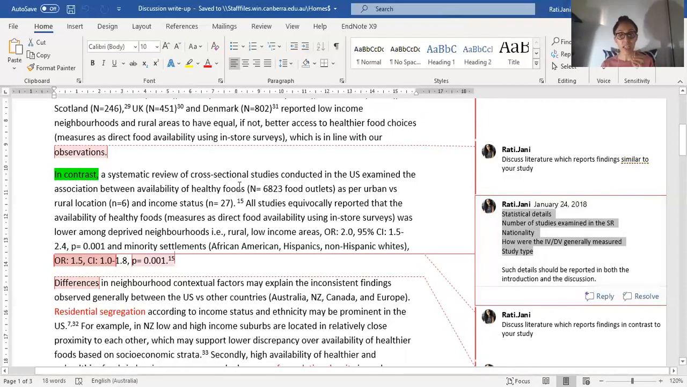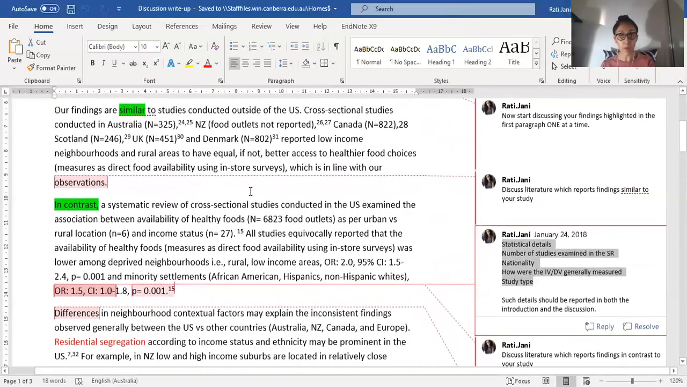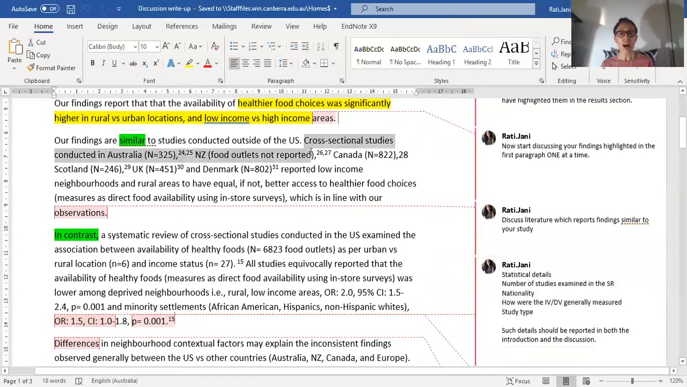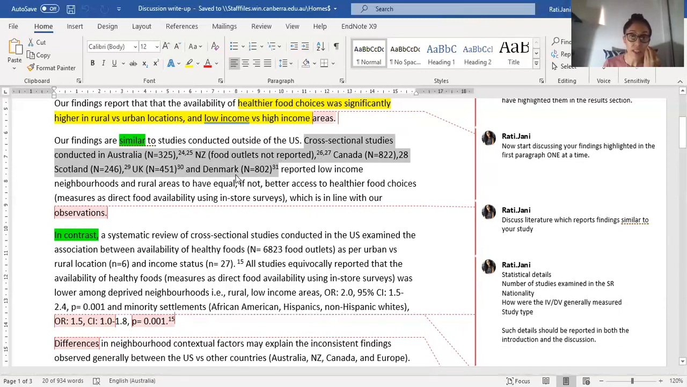So these are the kind of study details which should be highlighted when you're quoting other people's work. In this working example of mine, I have shown you how you can summarize other people's work. For example, over here, I have used cross-sectional studies. I think I have summarized 5 cross-sectional studies in one sentence to justify that these 5 studies had similar findings to my study. Okay. So I have told you from which ethnic background these studies have been done.